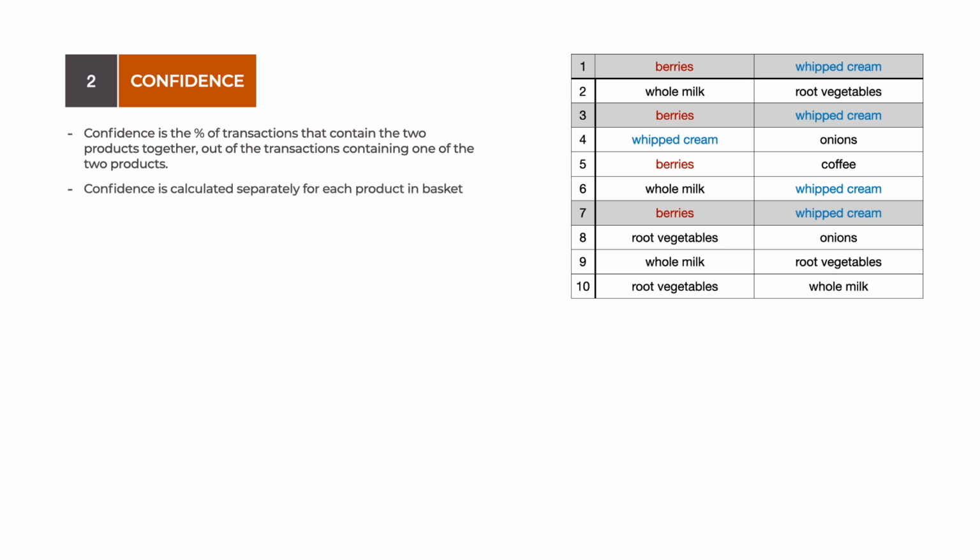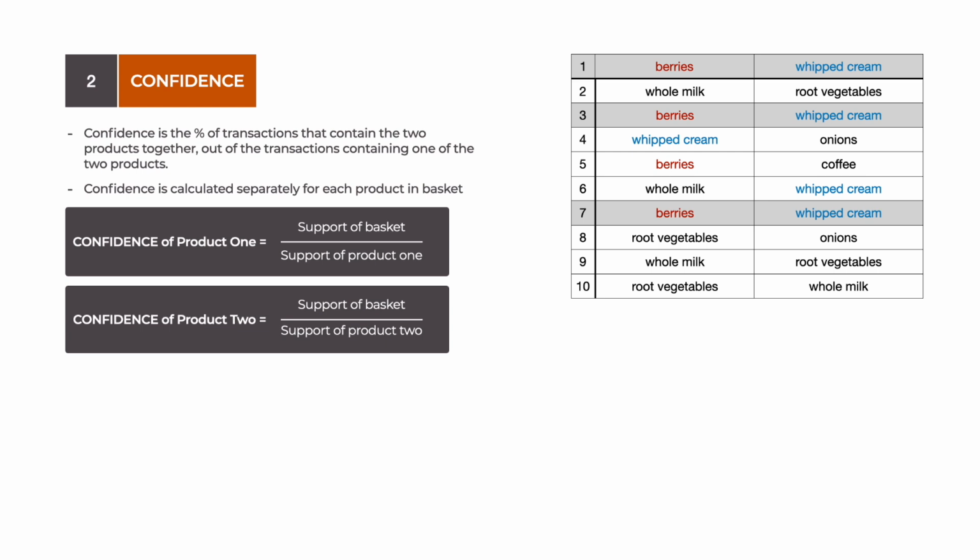And to calculate confidence for a product, we need to calculate two support values. First, we calculate the support for the basket, and secondly, we calculate support for each of the products separately. Then we use these two figures and calculate the confidence for both of the products as shown in the formulas here. So let us now understand this using our sample data set.